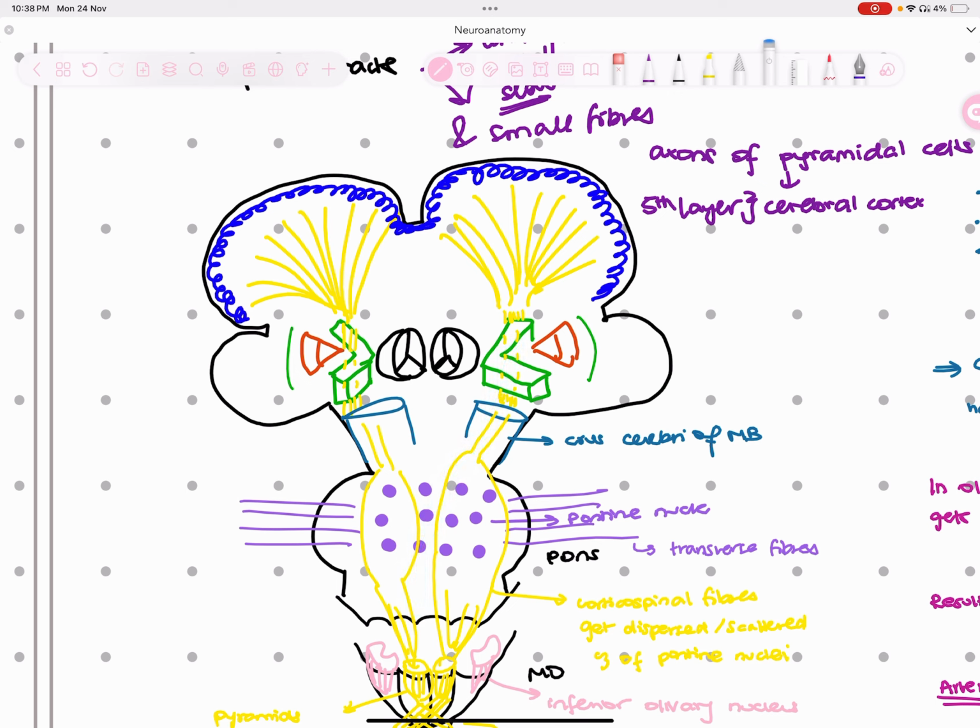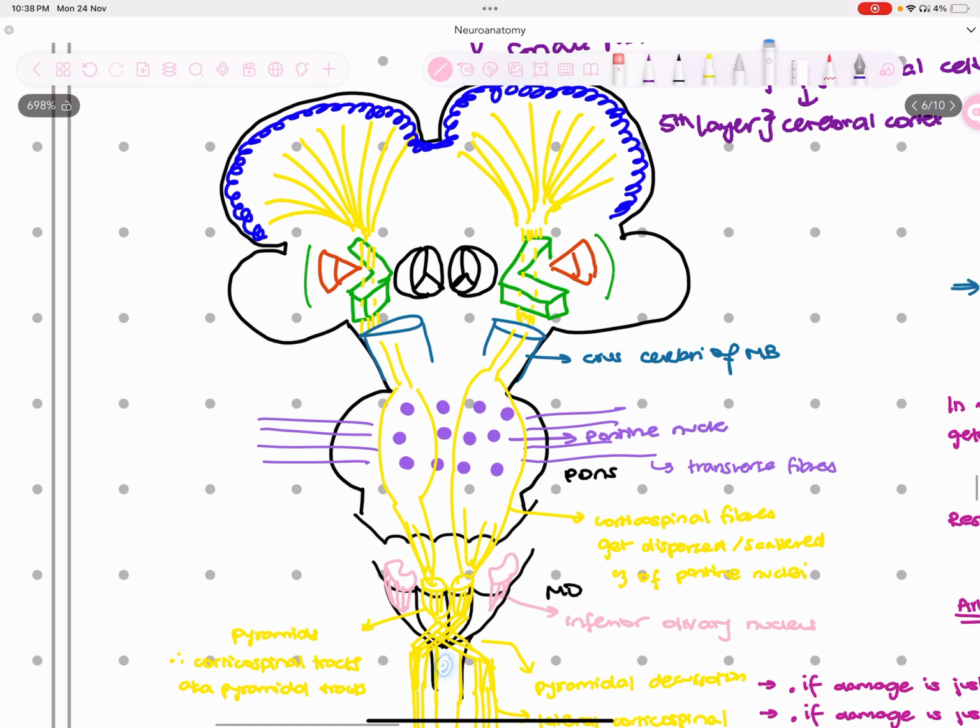Once in the medulla oblongata, the bundles become grouped together again at the level of the pyramid. That's the reason this is called the pyramidal tract. At the junction of the medulla oblongata and the spinal cord, a very important thing happens, which is decussation.